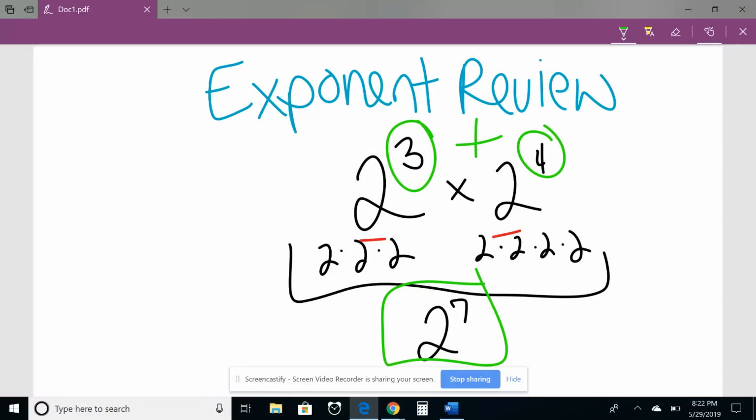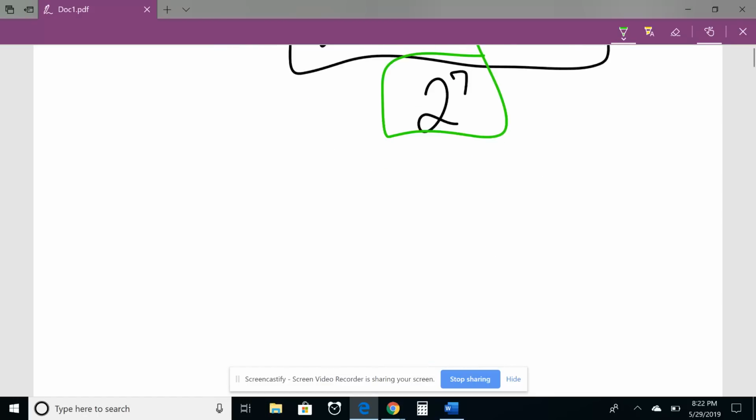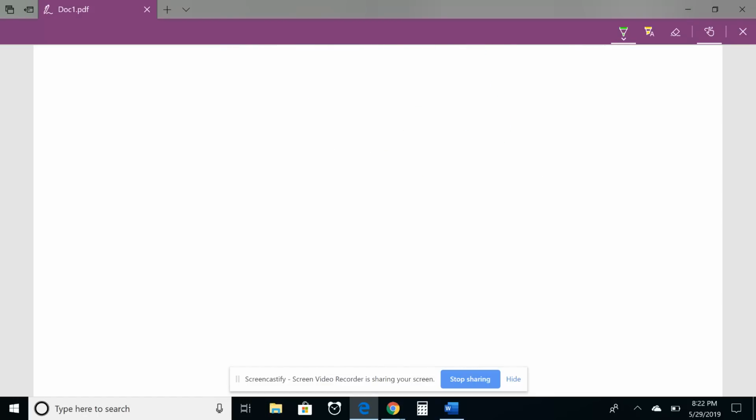Now let's look at another example of a different operation. Let's say I had 4 to the 7th divided by 4 to the 2nd.